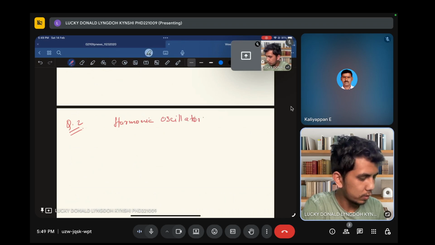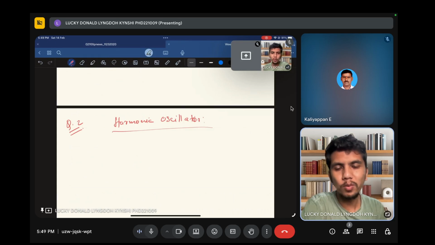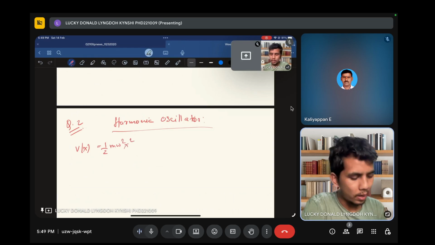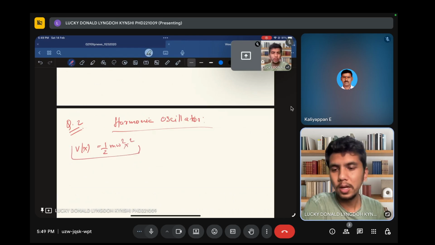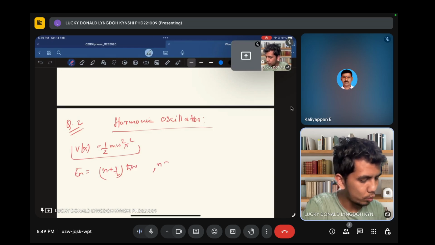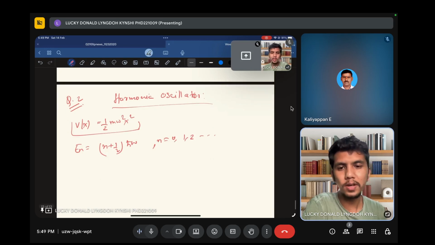Again, let me just revise whatever we have done. If you have V of x equal to half m omega square x square, a harmonic oscillator has a potential of this form, and the energy in this case will be simply (n plus half) h cross omega, where n equals 0, 1, 2, and so on. Here 0 is the ground state, n equal to 1 is the first excited state, n equal to 2 is the second excited state, and so on.